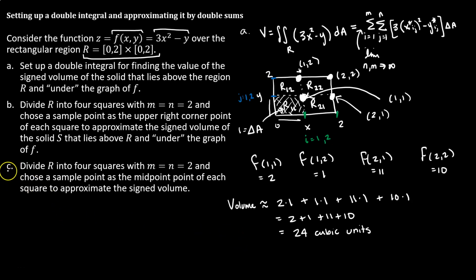Part C would have us divide into 4 squares just the same way that we did for Part B, but this time we would pick the midpoint of each square to approximate the volume. So the only thing that's going to change is the points that we use to plug into our function. So each one of these values would be different. Delta A would be the same. I'll let you try that one on your own.